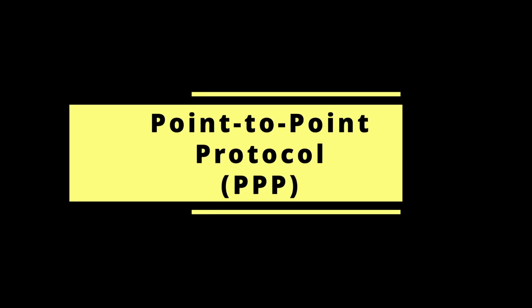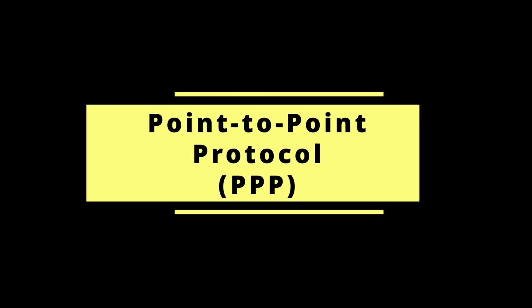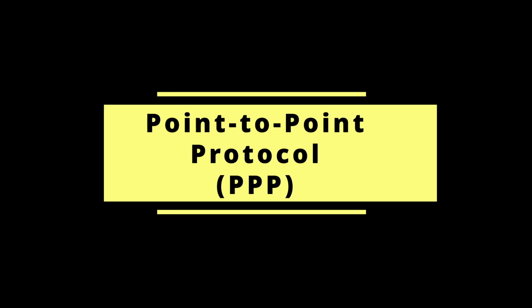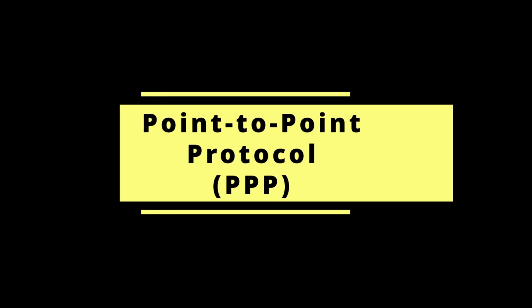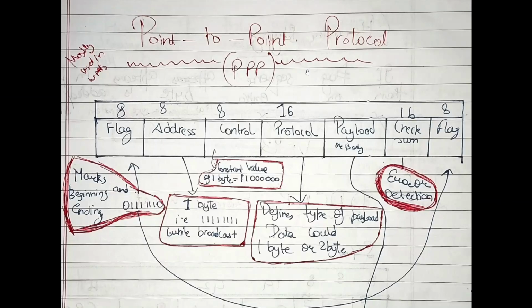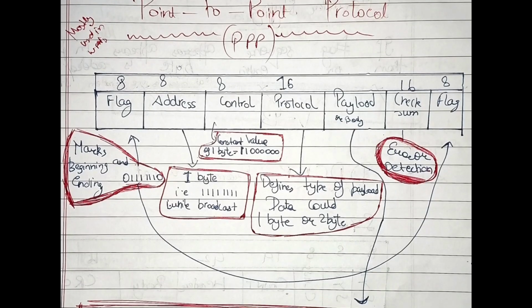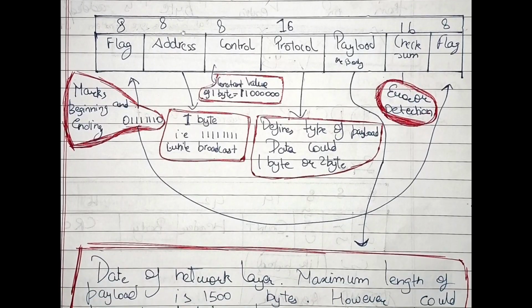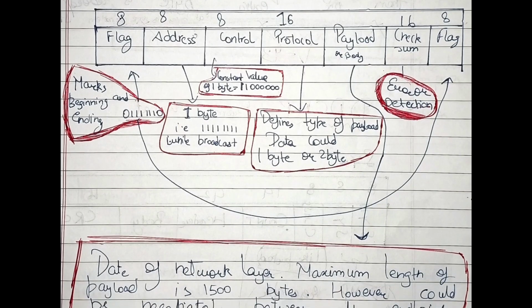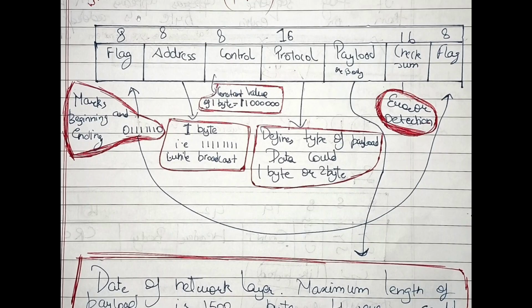Alright, moving further, we have the second protocol of byte oriented protocols. It is point to point protocol, PPP. Okay, it is mostly used in WANs, wide area networks. Now this is the frame format.